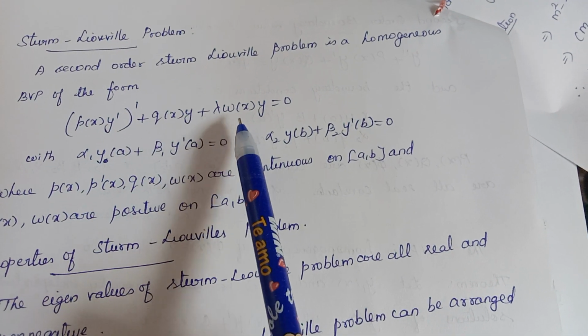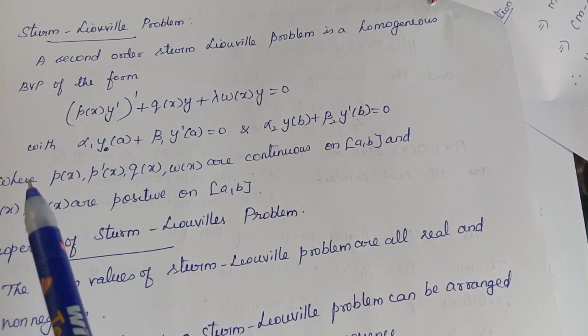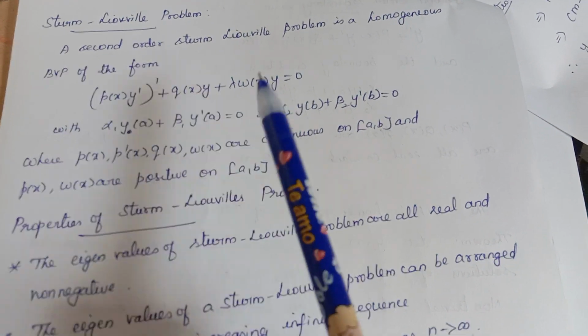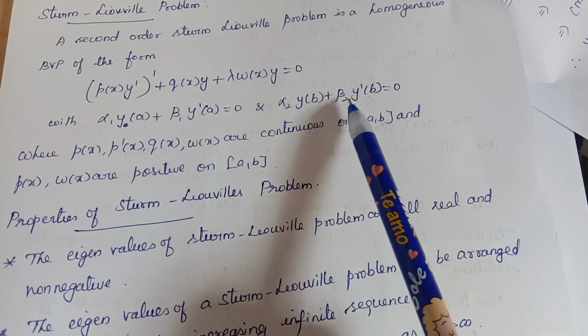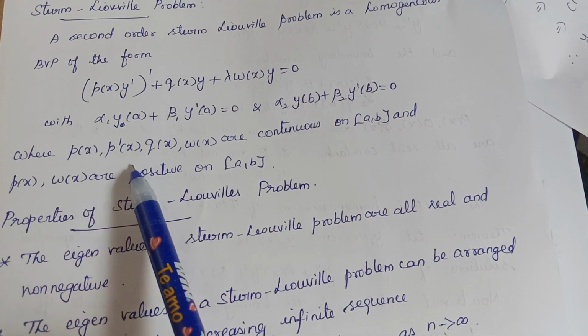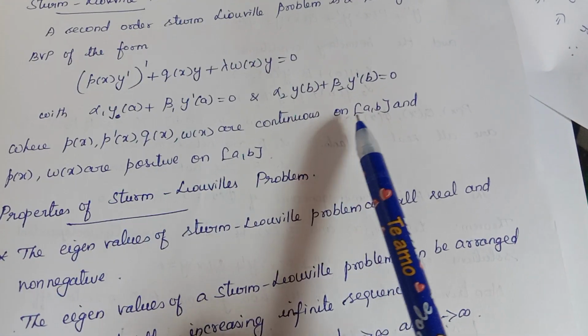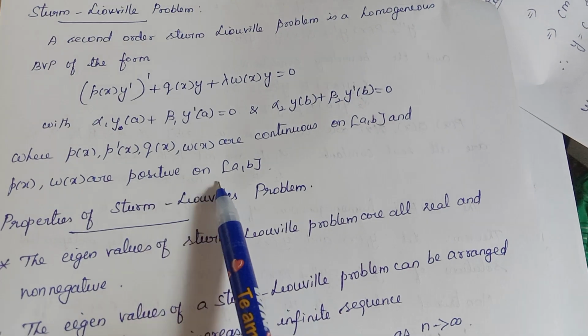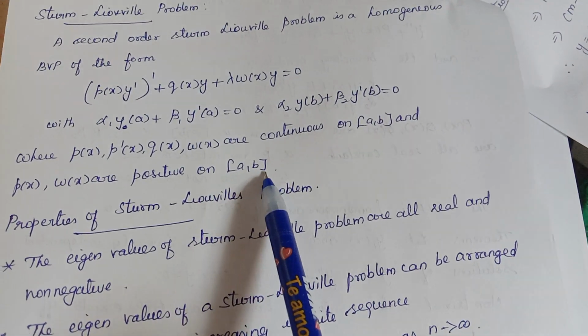x into y plus lambda into w of x y equal to 0, along with the conditions alpha 1 y of a plus beta 1 y dash of a equal to 0 and alpha 2 y of b plus beta 2 y dash of b equal to 0, where p, p dash, q, w are all continuous on a b, and p of x, w of x are positive on the closed interval a b.